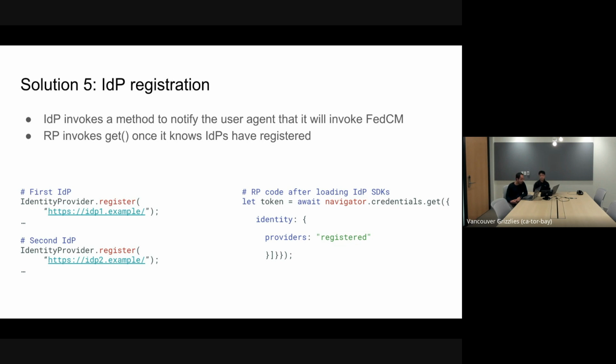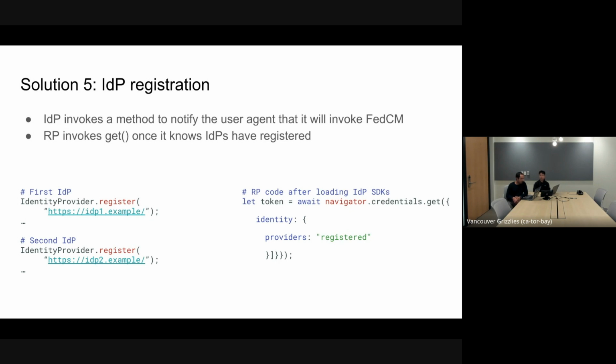Now, the pro of this, well, first of all, it does allow the RP to specify preference for IDPs. And it sort of solves the waiting problem by passing it on to the RP to figure it out, basically. But again, this is backwards incompatible as well. Well, potentially, because you could still, in theory, call get with non-registered providers, but then it becomes a bit tricky, right?